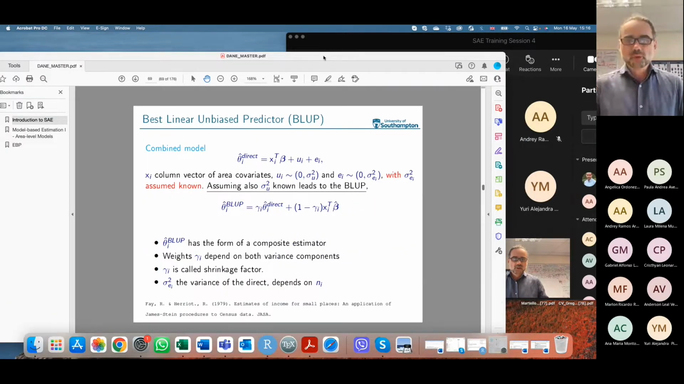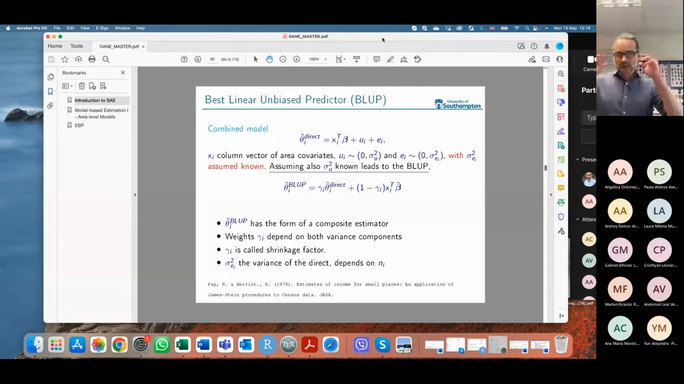Okay, so what we want to do here, if you think about it, is find a best estimator of my parameter of interest theta I by making the best use of two things. One is my direct estimates, which is what I directly observe from my sample data in each area. And the other is effectively all the other data that are available in my survey, and the auxiliary information. And the question is how to make best use of this.